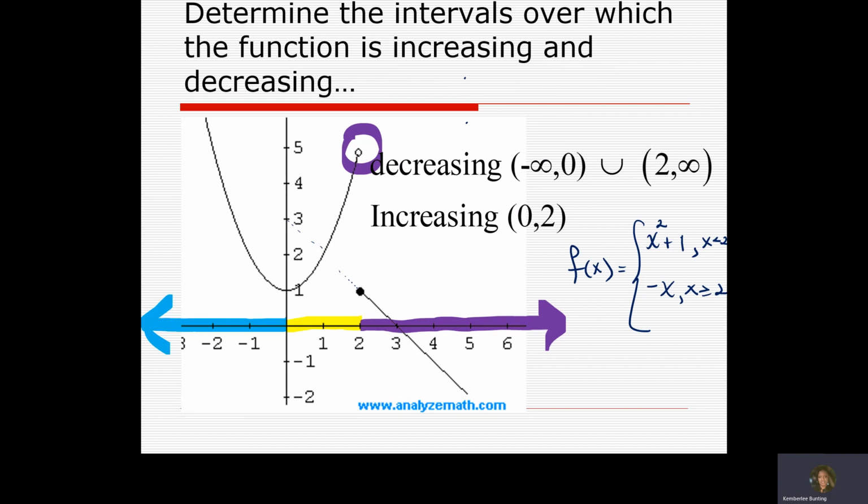Made me reach in the back pocket. I haven't talked about piecewise functions in a while. But does that make sense though? Pieces of 2 functions on one graph.